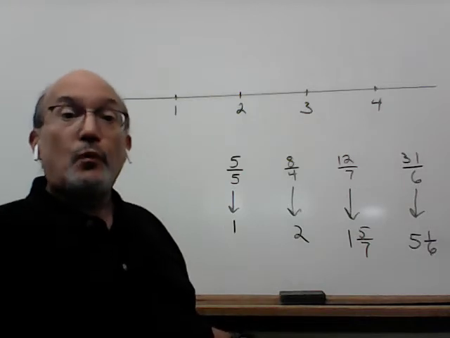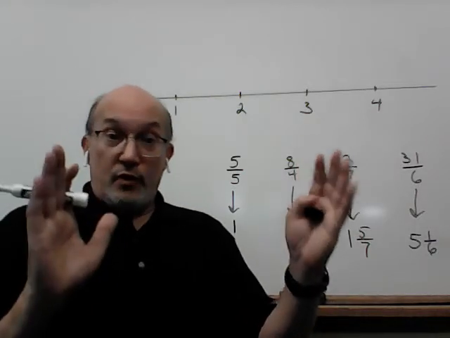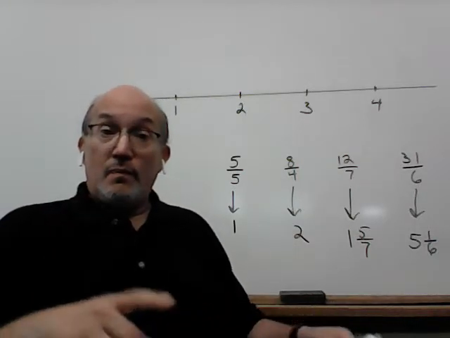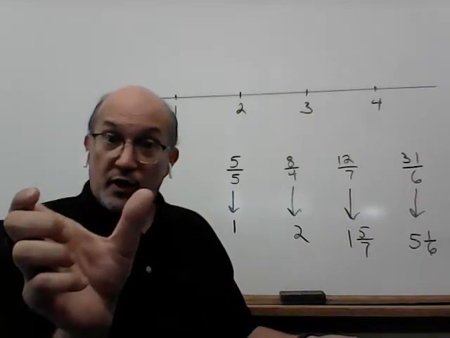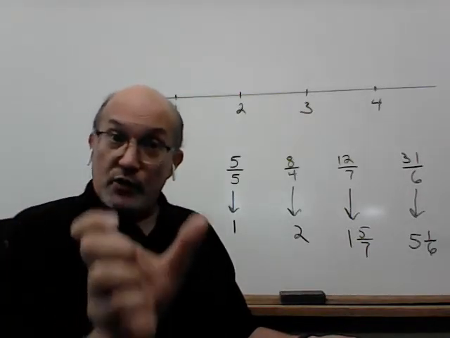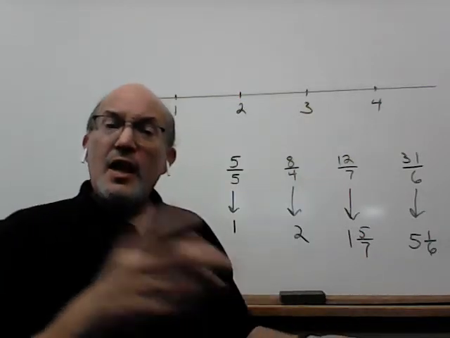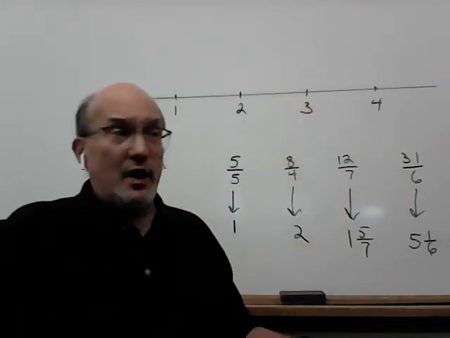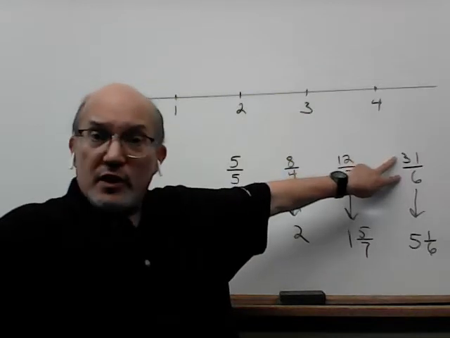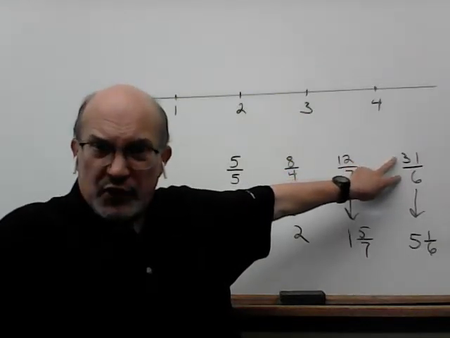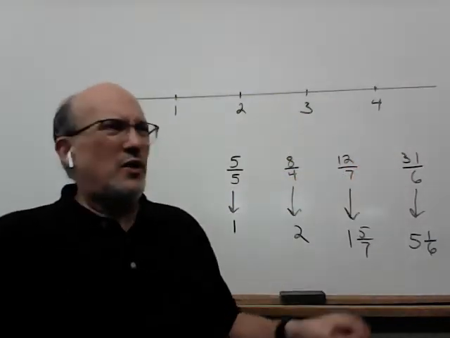31/6. Well, if we created a sixths number line, divided the distance between 0 and 1, 1 and 2, 2 and 3, and so on, into 6 equally sized pieces, and then we simply started counting them, and we went all the way to the 31st sixth. Where is that on the number line?